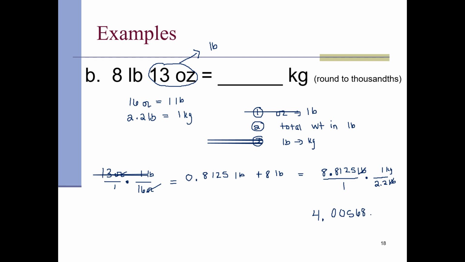4.00568, and it continues. I am told here to round to thousandths. Thousandths is the third decimal place, so I want to round the 5. I look next door, and it is a 6, so it is going to round up. So I'll have an answer of 4.006 kilograms. So that's enough for this video.